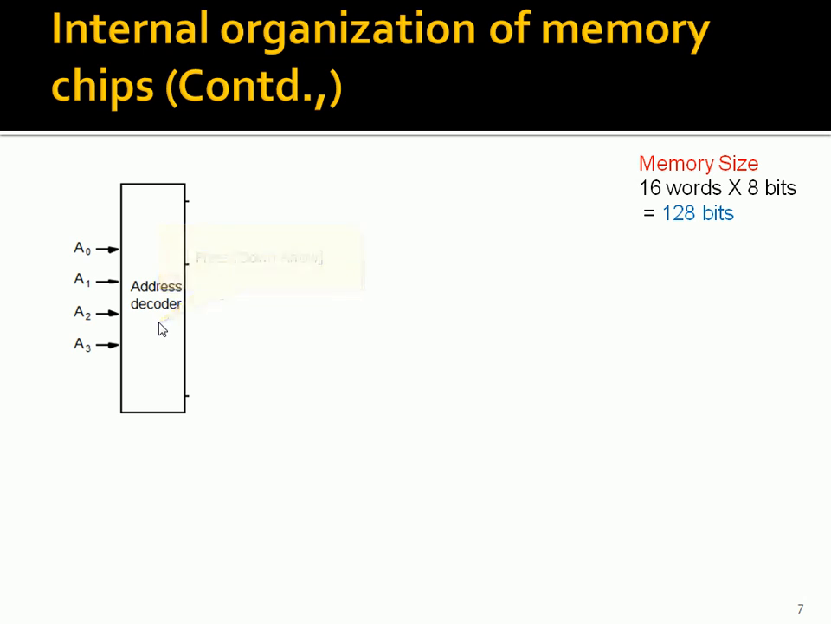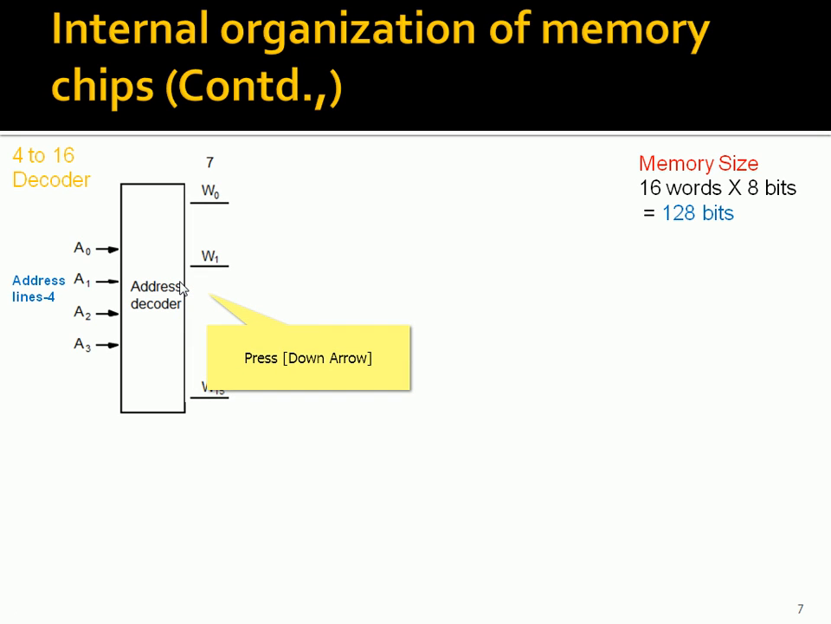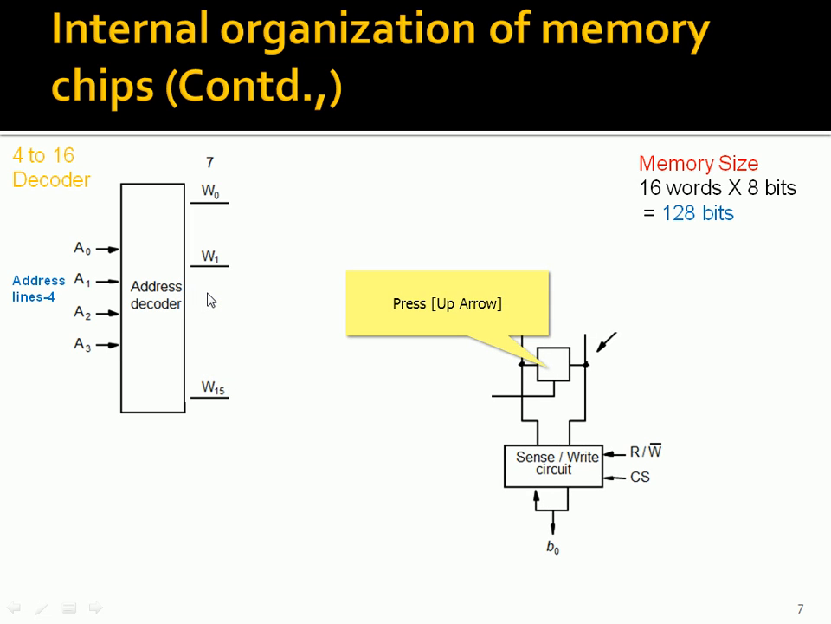This address decoder will produce 16 outputs, word 0 to word 15. So 16 words are going to be identified in the memory. From the other end, we can see a typical memory cell, the square or rectangular box. One side of the memory cell is connected to the bit line B', and the other line is connected to B. These are the bit lines.